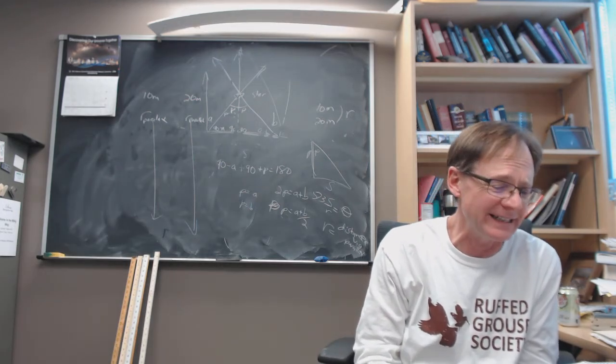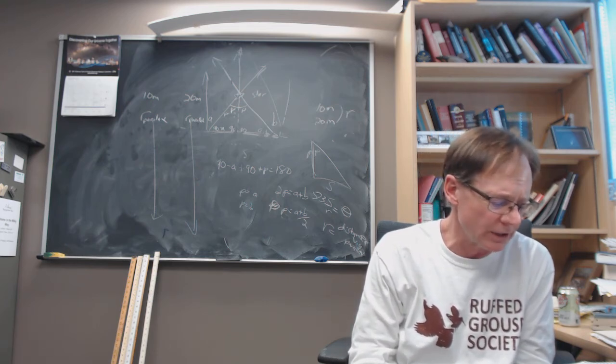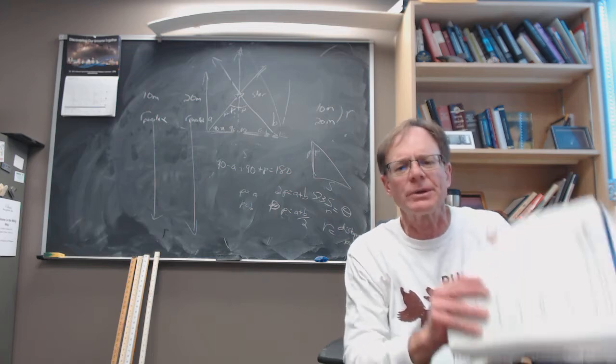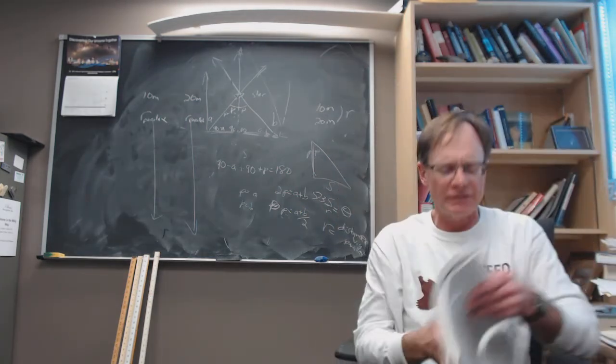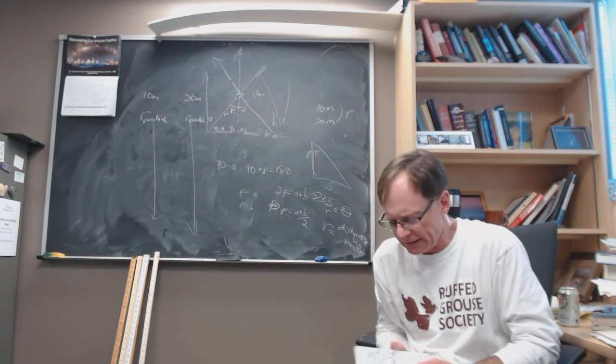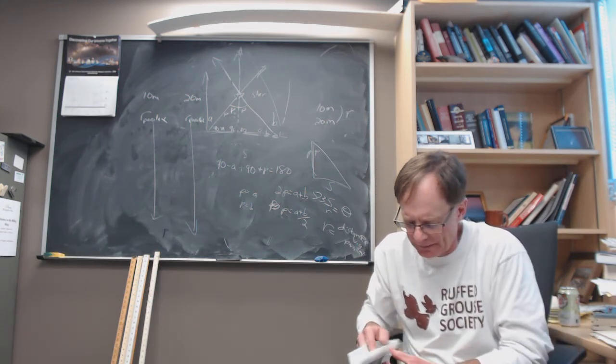So you can do that instead of answering discussion questions 1 and 2 in the back, but I would like you to answer questions 3, 4, and 5. So answer 3, 4, and 5 out of the back of the book, and that reminds me, let's go back and think about exercise 6 again.